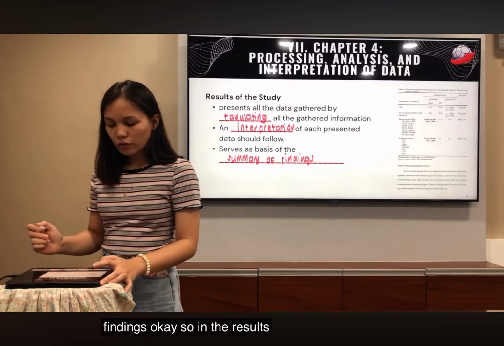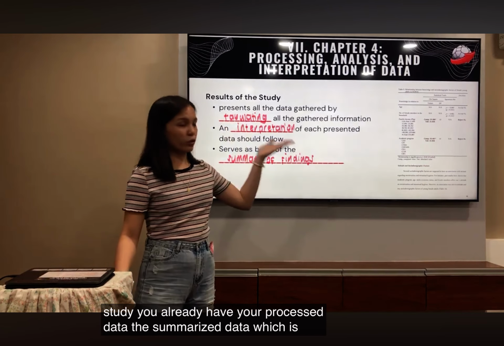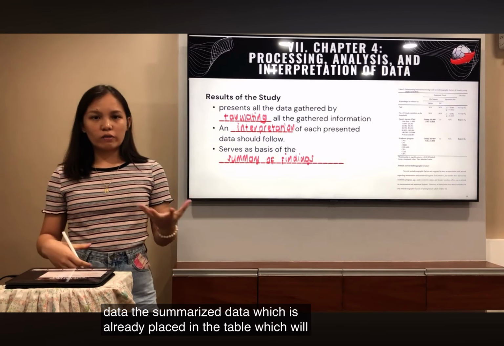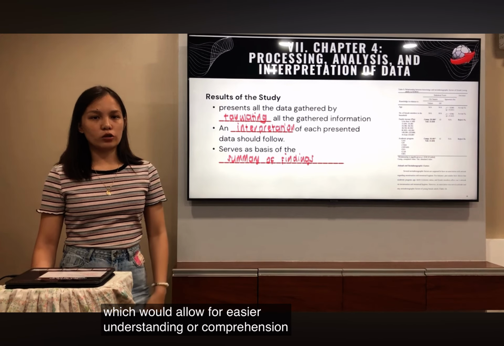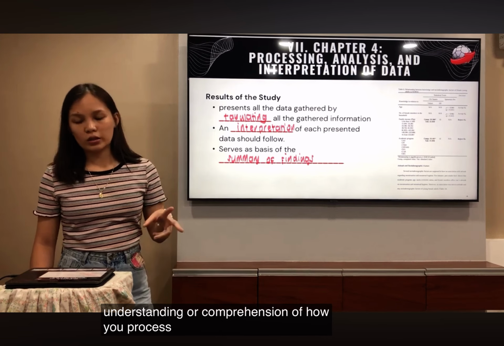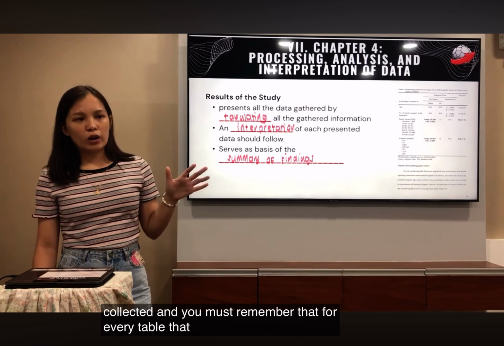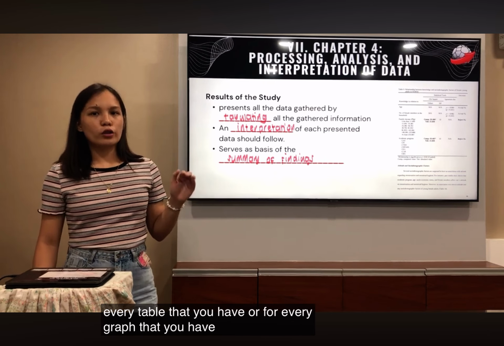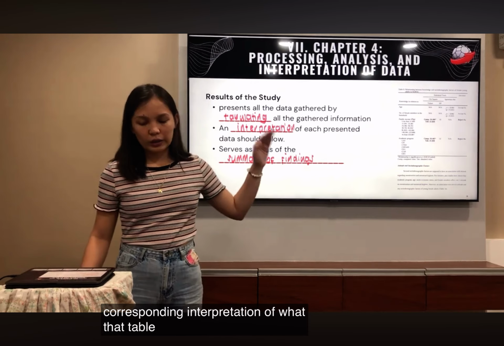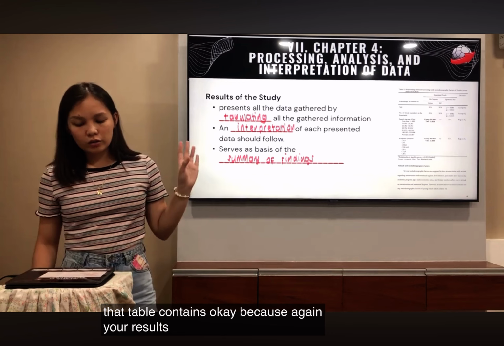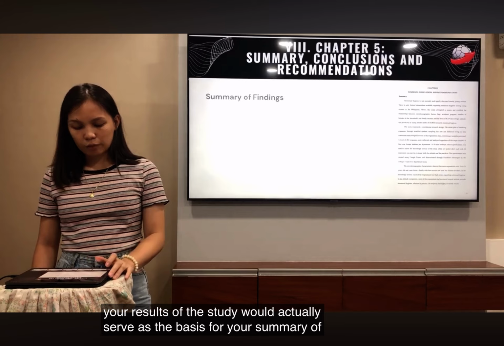Okay, so in the results of the study, you already have your processed data, the summarized data, which is already placed in a table, which would allow for easier comprehension of how you processed the data that you have collected. And you must remember that for every table or every graph that you have, there must be a corresponding interpretation of what that table contains. Okay, because again, your results of the study would actually serve as the basis for your summary of findings.